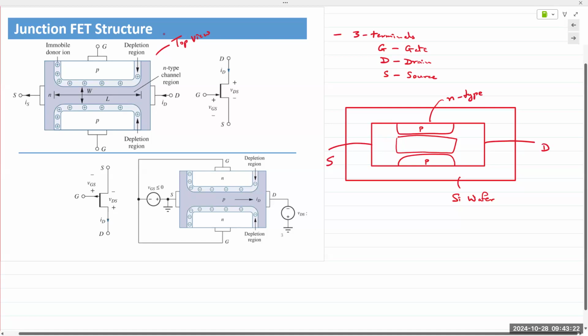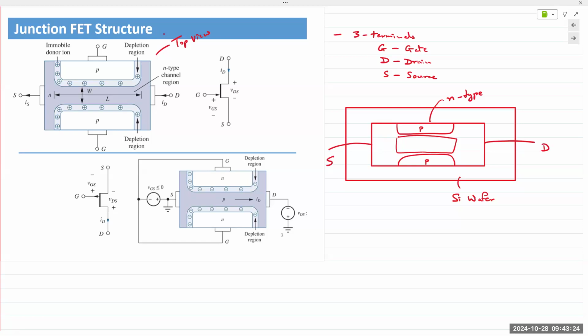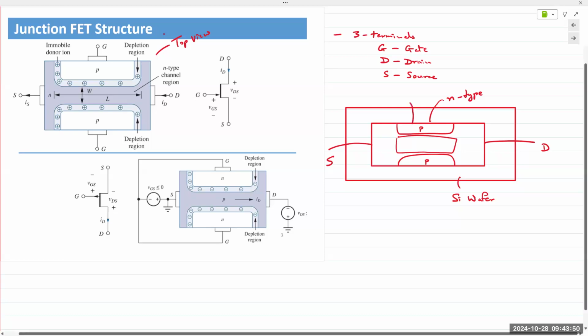Theoretically, we could create this as a completely symmetrical device. So the drain and source can be interchanged, theoretically. And so there is a narrow channel that connects the drain and the source, and hence the name N channel or P channel FET. The P-type materials are connected together, and they're labeled as a single terminal, gate.